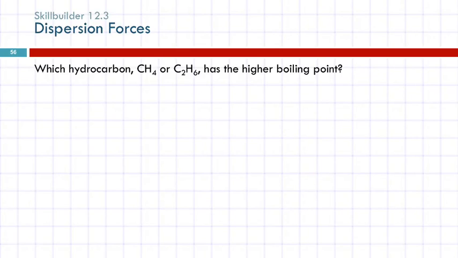So this is the sort of question you need to be able to answer on an exam. Which hydrocarbon, CH4 or C2H6, has the higher boiling point? C2H6. It's the bigger one. The bigger one is going to have stronger dispersion forces. These two compounds that I'm asking you to compare here are very similar to each other. They're just carbons and hydrogens. Yes?